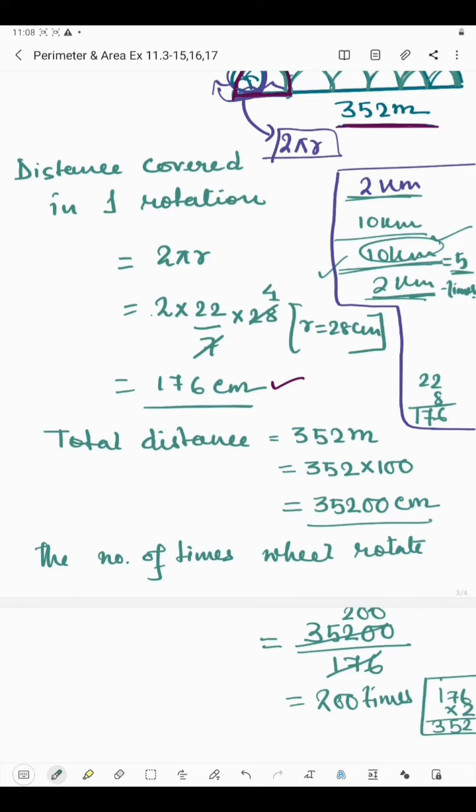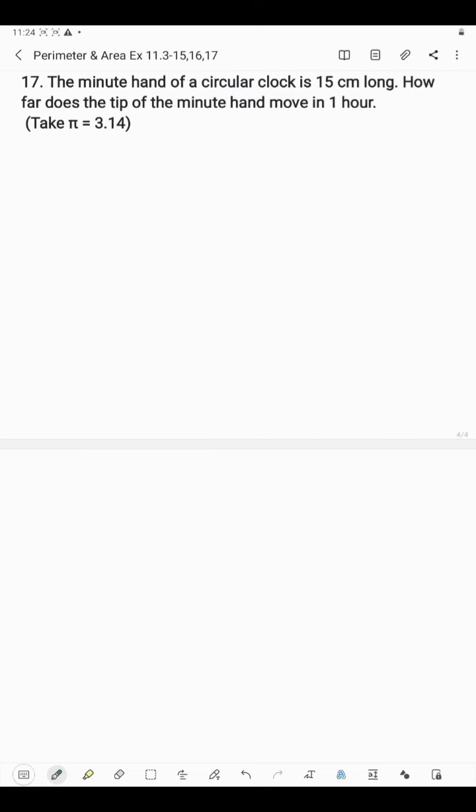Now coming to question number 17. In question number 17, the minute hand of a circular clock is 15 centimeter long. How far does the tip of the minute hand move in 1 hour? Take pi as 3.14. Suppose this is the circular clock. Now this is the minute hand. The minute hand of a circular clock is 15 centimeter long, so this is 15 centimeter long.